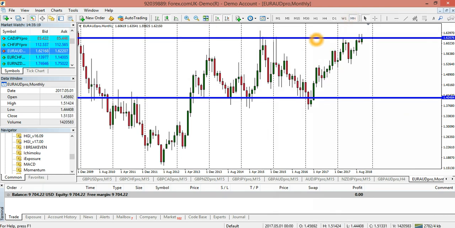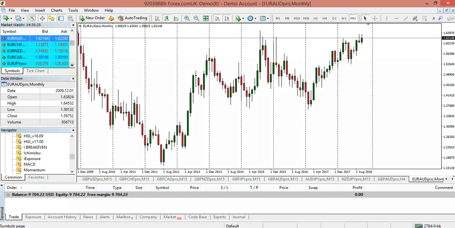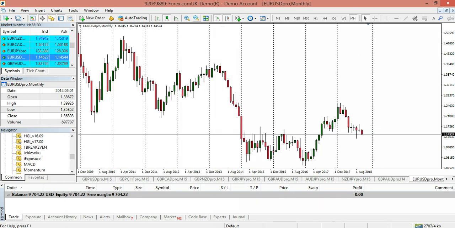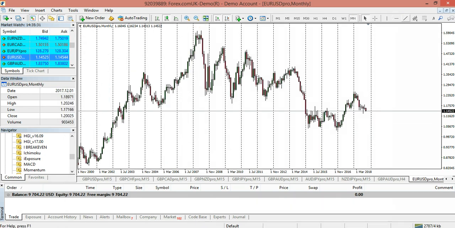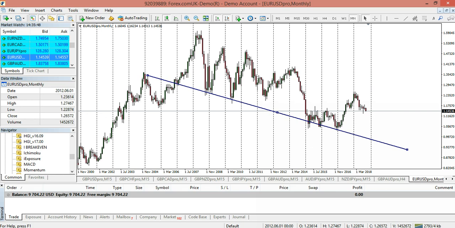Next currency pair. Let me see if I can find some channels. I think the Euro US is in a channel on the monthly time frame. This one I've talked about many times. Just look. Bam, this is a channel. Bam, see the channel there? And it looks like it's making its way down once again. Next currency pair.